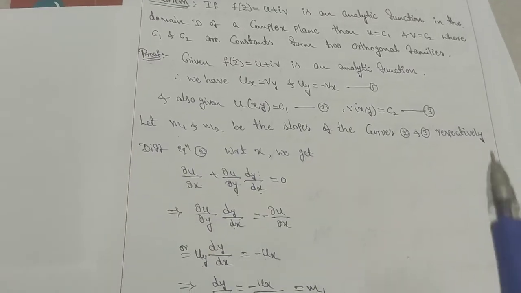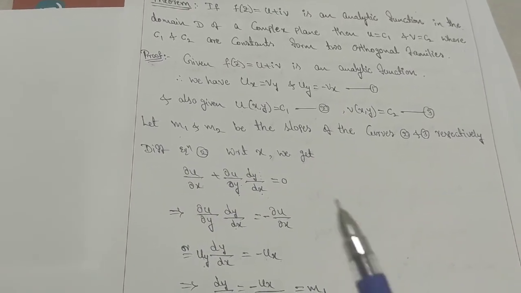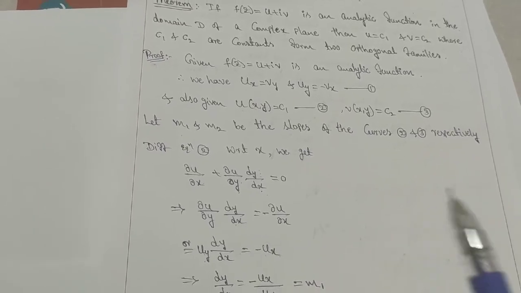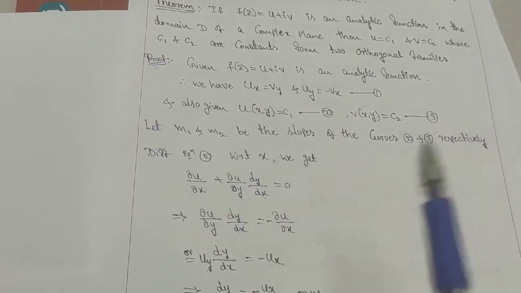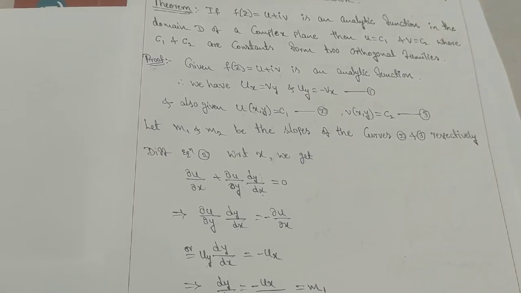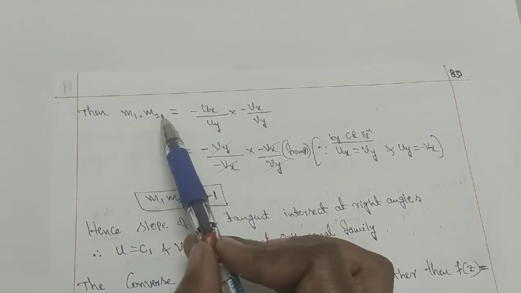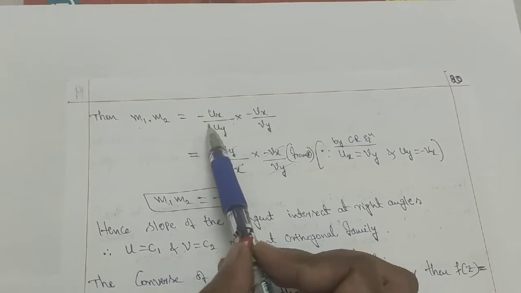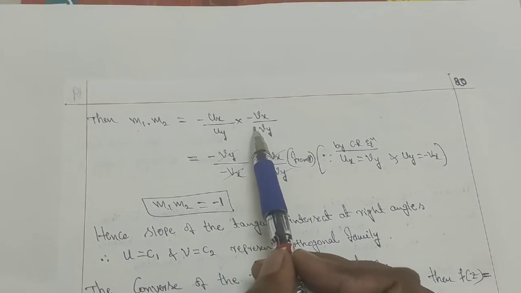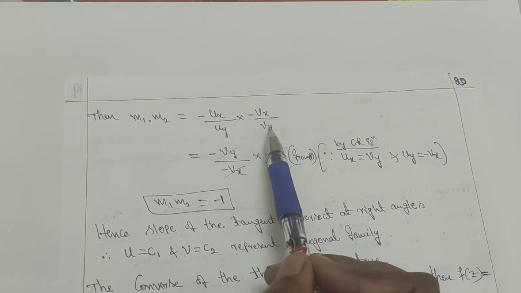And if the product of slopes is minus 1, then we can say these tangents intersect at right angles. So check that one. Write m1 into m2. So m1 value is minus ux by uy and m2 value is minus vx by vy.